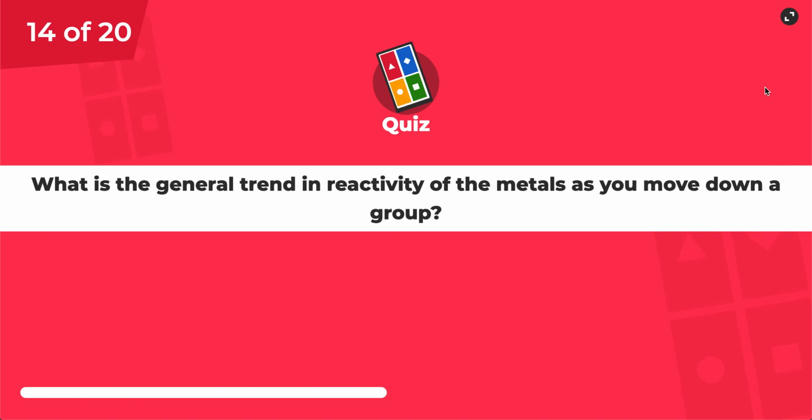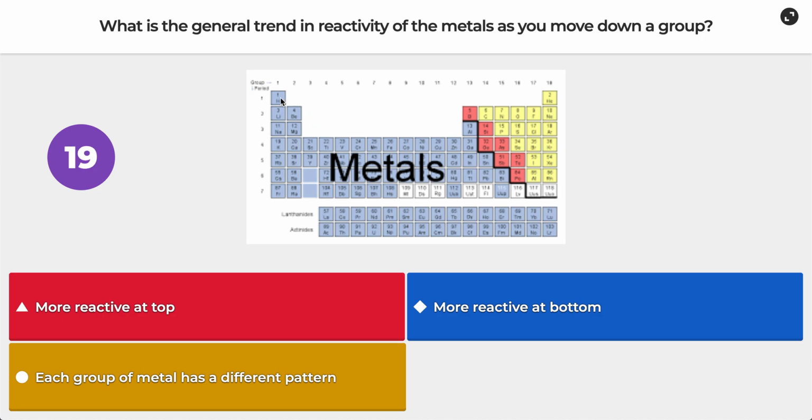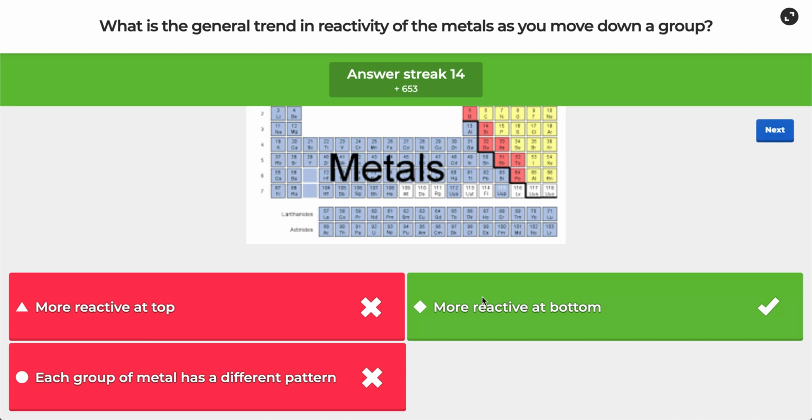What is the general trend in reactivity of metals as you move down a group? So let's look at our alkali metals and go from lithium down to cesium. And the answer is that as you move down, each one is going to get more and more reactive. So they are more reactive at the bottom. We watched a video about this where they put lithium into a bathtub or into some water and it kind of skittered around. And by the time you get down to potassium and cesium, it causes quite the explosion when you put it into water because it is so much more reactive.